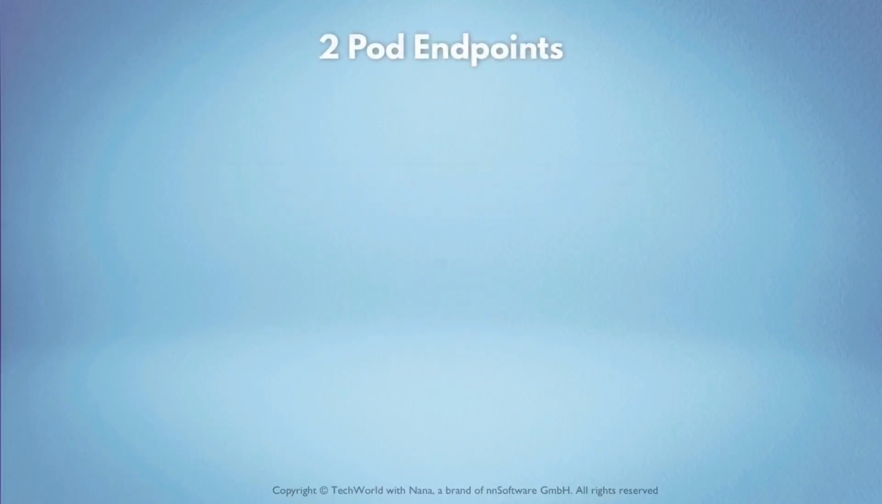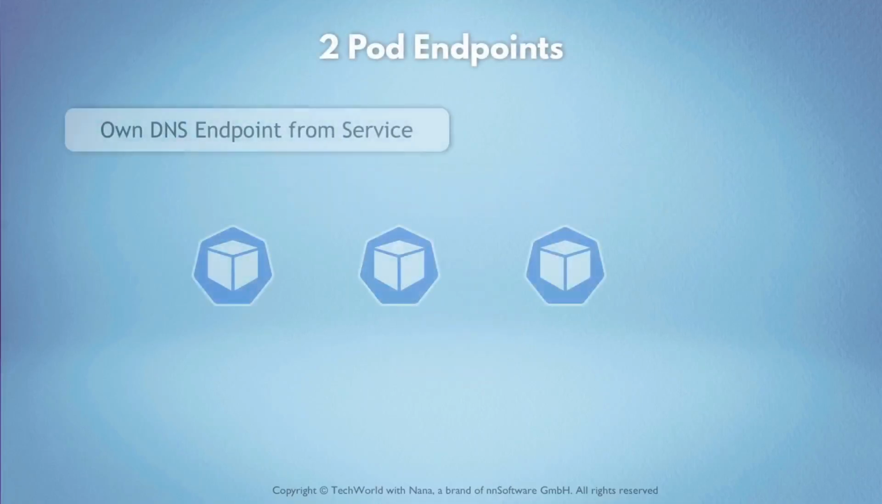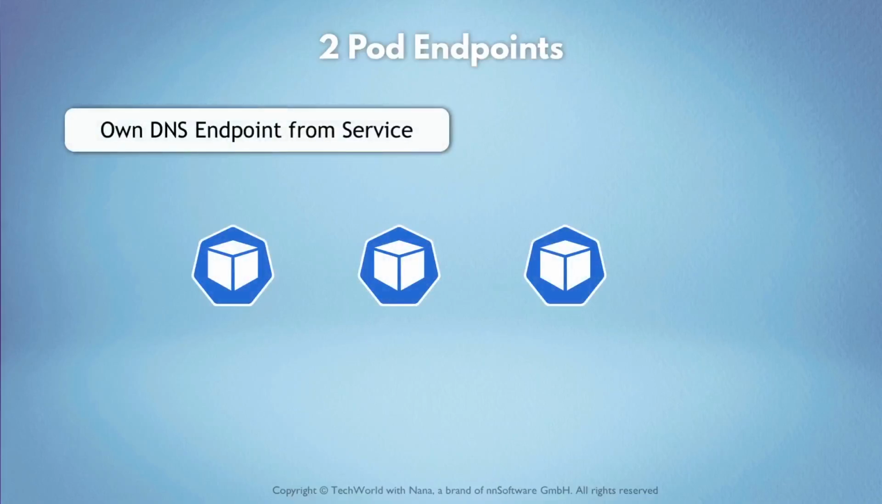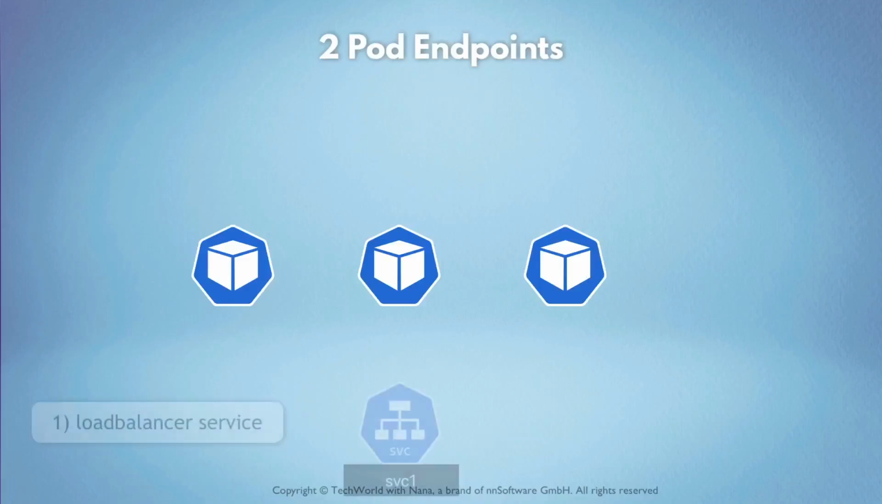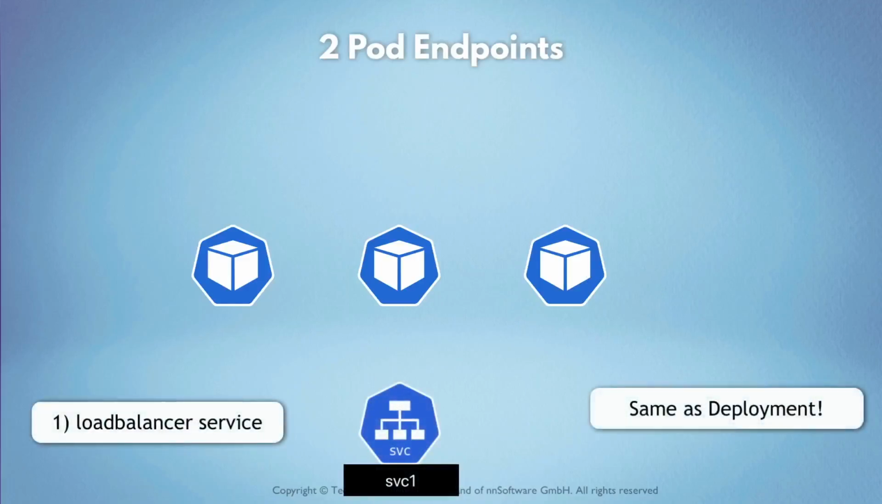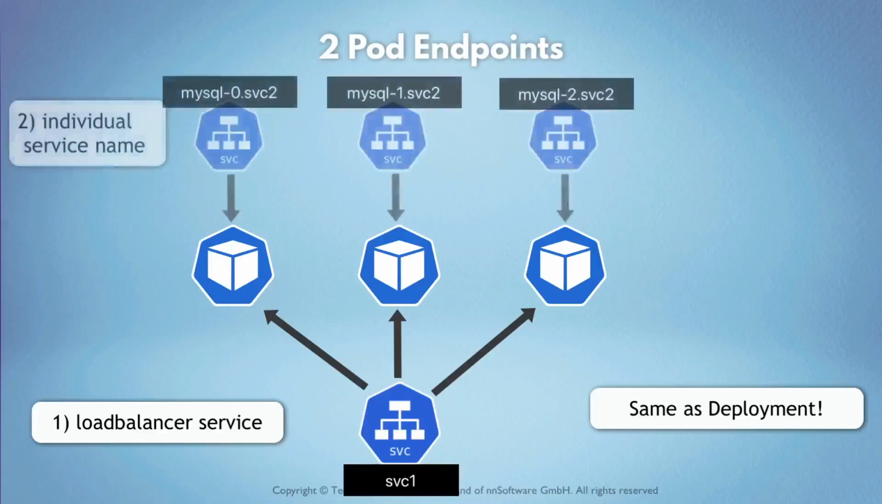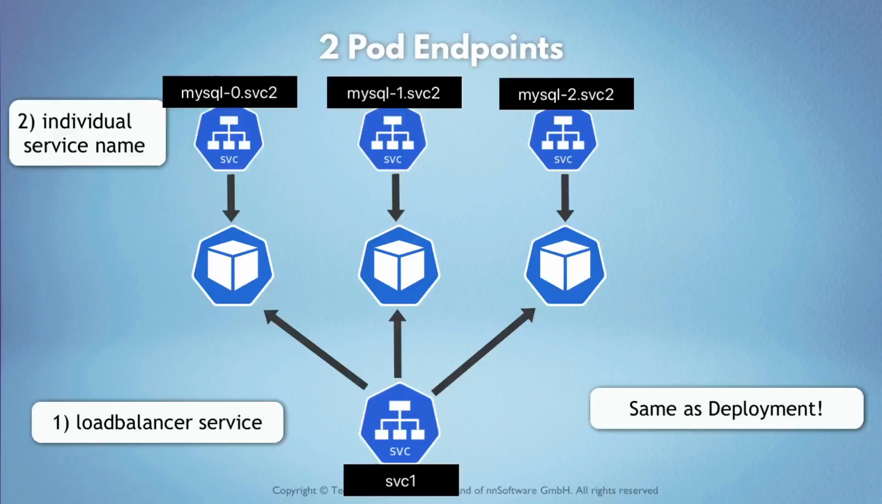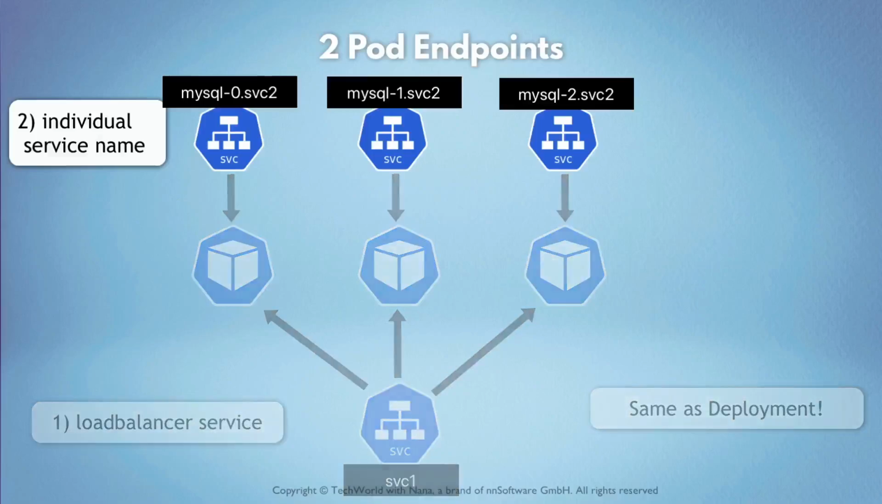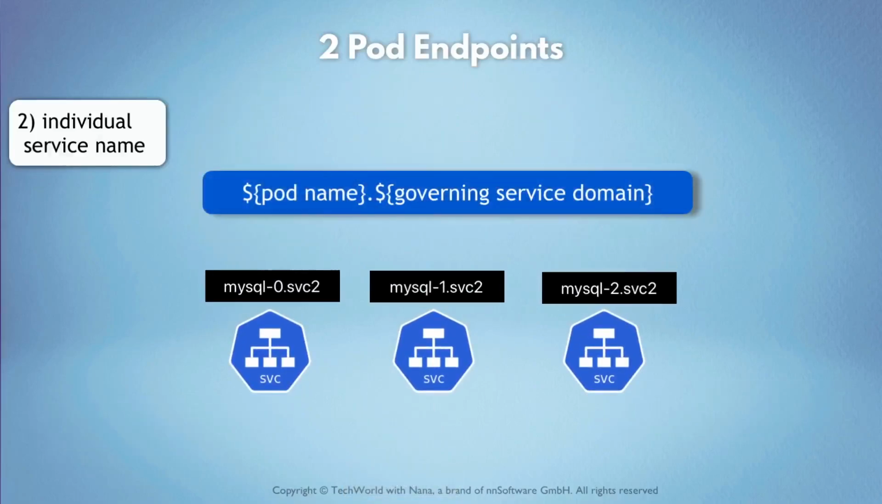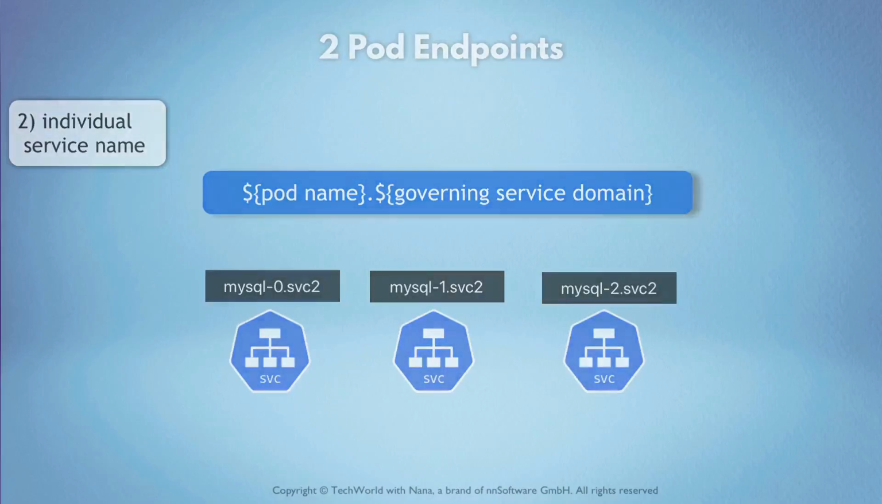In addition to these fixed predictable names, each pod in a StatefulSet gets its own DNS endpoint from a service. So there's a service name for the stateful application, just like for deployment, for example, that will address any replica pod. And in addition to that, there is an individual DNS name for each pod, which deployment pods do not have. The individual DNS names are made up of the pod name and the managing or governing service name, which is basically a service name that you define inside the StatefulSet.